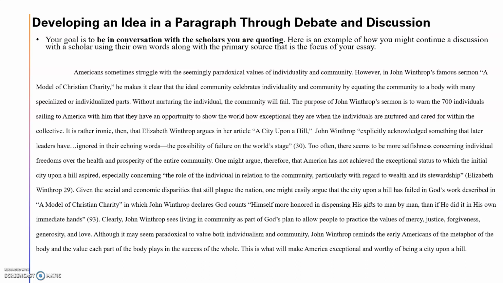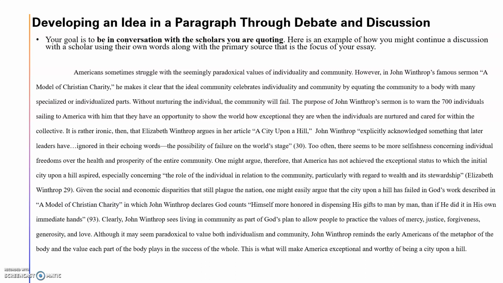source. Americans sometimes struggle with the seemingly paradoxical values of individuality and community. So, main idea sentence. However, in John Winthrop's famous sermon, A Model of Christian Charity, he makes it clear that the ideal community celebrates individuality and community by equating the community to a body with many specialized or individualized parts. Without nurturing the individual, the community will fail.